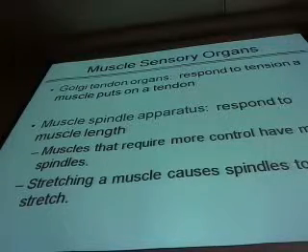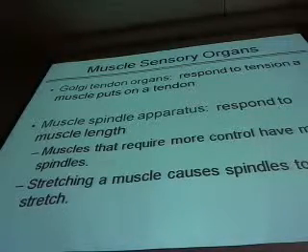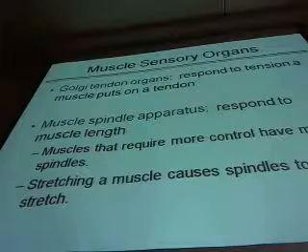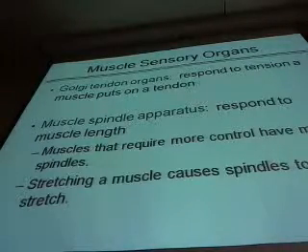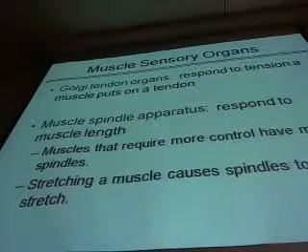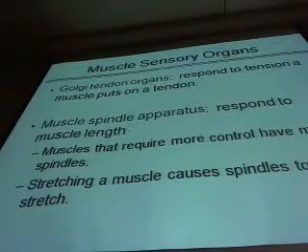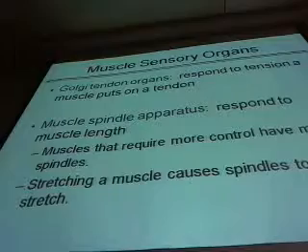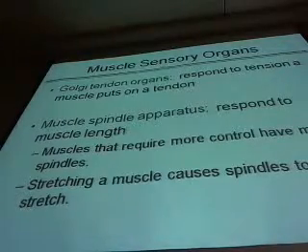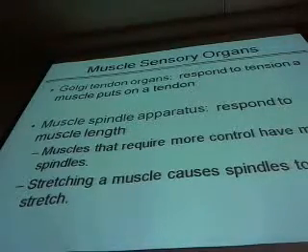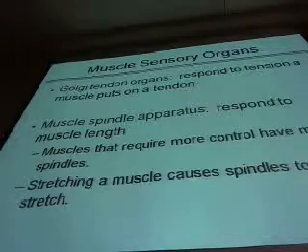Golgi tendon organs. They're on the tendons. They respond to the tension that a muscle puts on a tendon. Muscle spindle apparatus. You have your large, thick fibers, and then you've got thin fibers, intrafusal fibers. They form spindles. They run parallel to your muscle.